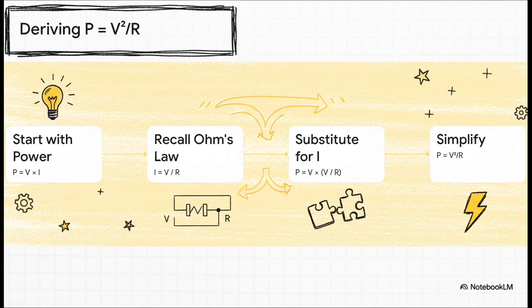We can rearrange Ohm's law another way, right? I equals V over R. So let's substitute that into our original power formula. That gives us P equals V times V over R. And when you simplify that, you get P equals V squared over R. And just like that, we have a complete set of power tools.